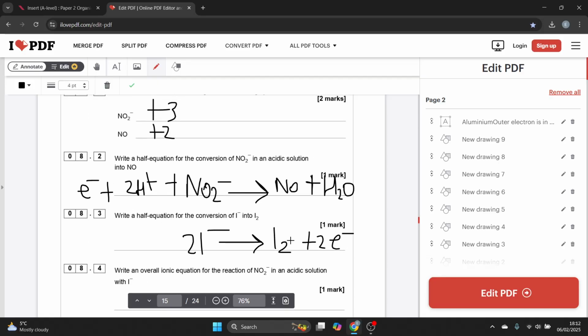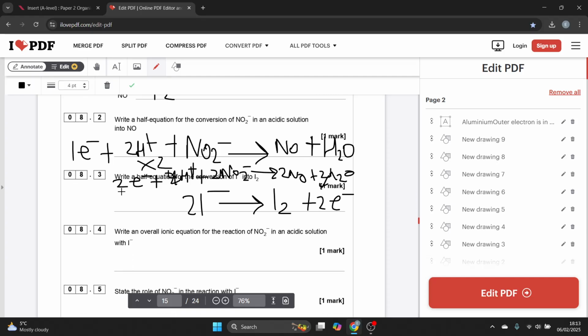So what I'm going to have to do here is, I can see that I've got 1 negatively charged electron here, 2 here. So I need to times this whole equation by 2. That will give me 2e minus plus 4H plus plus 2NO2 minus to 2NO plus 2H2O. Let me just check if I got the earlier parts right. Right, NO2 minus plus e minus plus 2H plus to NO plus H2O, 2I minus to I2 plus 2e minus, perfect. And then I realize, okay, the electrons cancel out now.